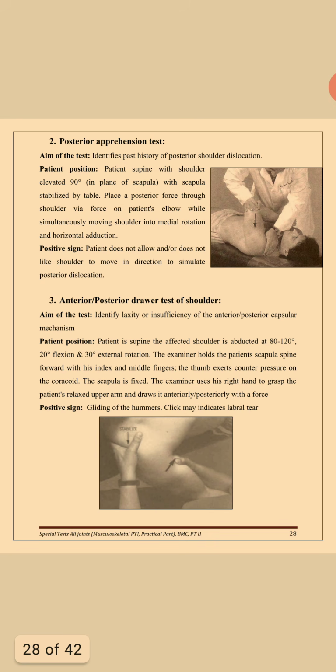Posterior apprehension test. Aim of the test: identifies past history of posterior shoulder dislocation. Patient position: patient supine with shoulder elevated 90 degrees in plane of scapula with scapula stabilized by table. Place a posterior force through shoulder via force on patient's elbow while simultaneously moving shoulder into medial rotation and horizontal adduction. Positive sign: patient does not allow and/or does not like shoulder to move in direction to simulate posterior dislocation.